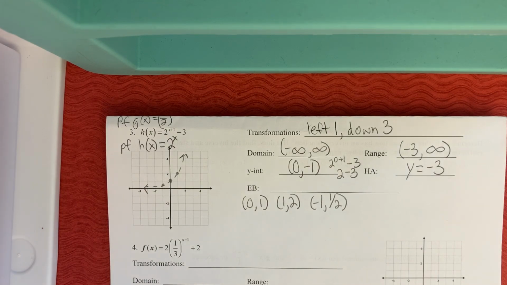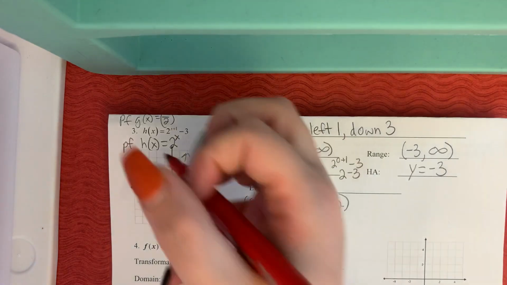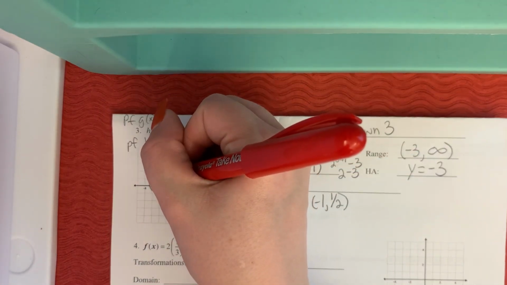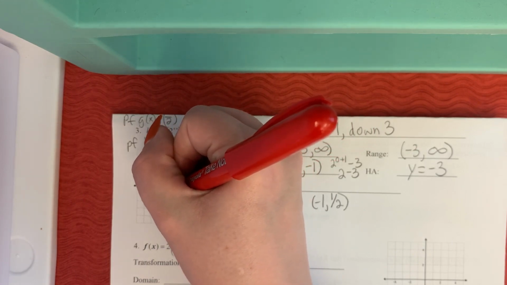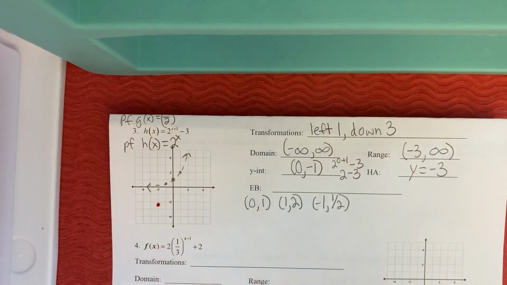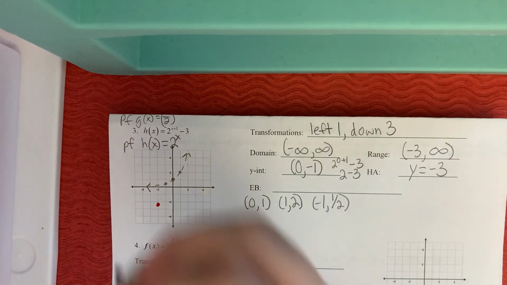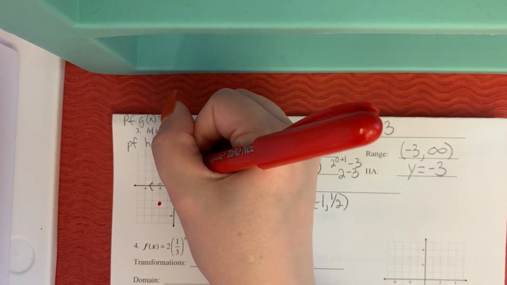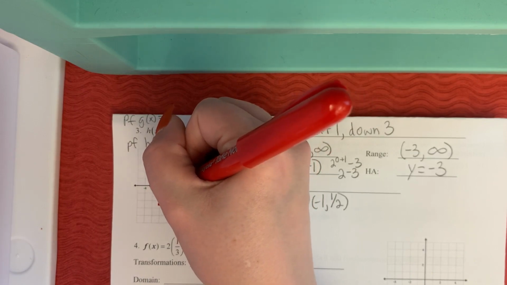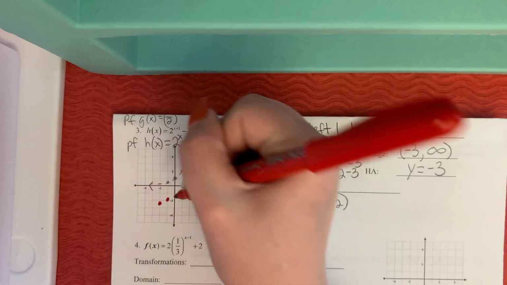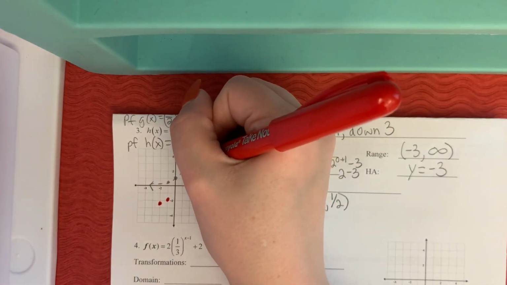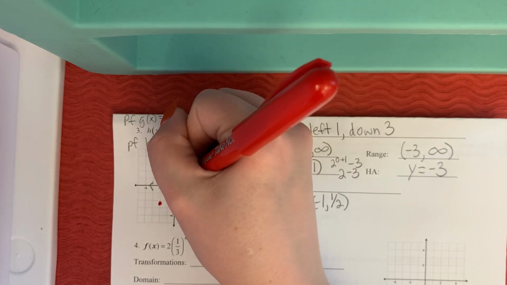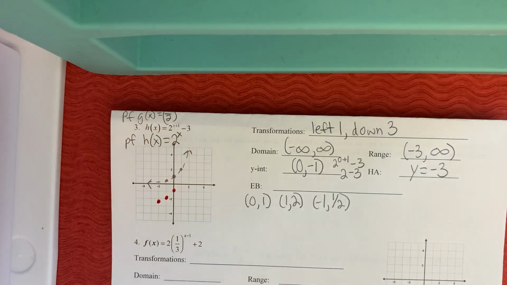And then I just have to transform all of those points. So I have to shift them to the left one and down 3. So I'll move this left one, this 1/2. So I'll get -2, 1/2, and then I'll move that down 3. So I'll get -2, -2.5. I'll take 0, 1, and I'll move that to the left one and down 3. So I'll get -1, -2. And then I'll take that 1, 2, and I'll move that to the left one and down 3. And that will give me 0, -1, which is also my y-intercept.